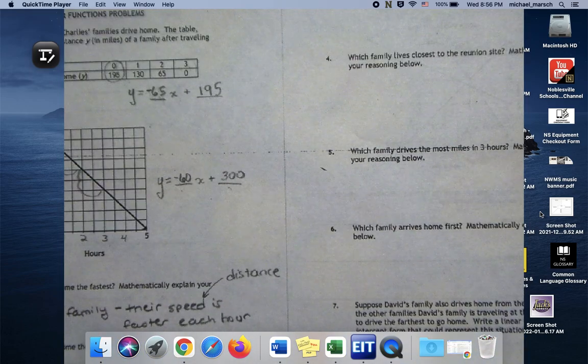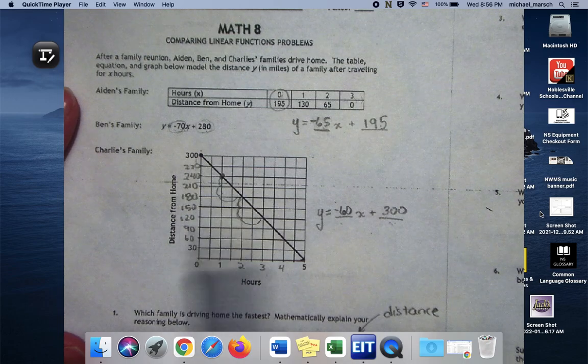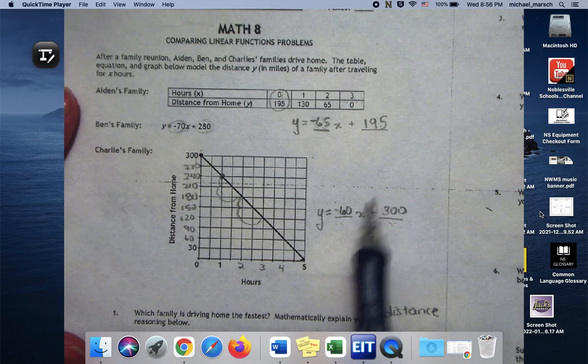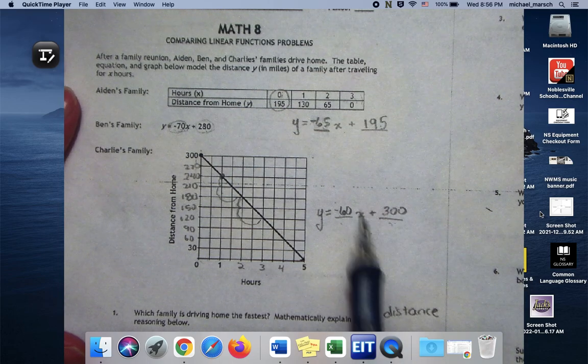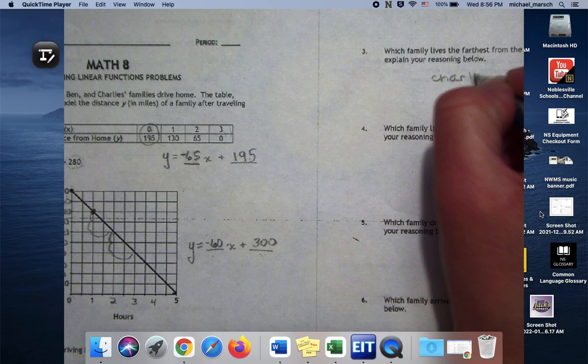All right, let's continue to answer questions. Which family lives the furthest from the reunion site? Okay, so that's where we're going to look at who started the furthest away from their house. So that's going to be Charlie's family because they are 300 miles away from their house when they start, which means the reunion site was the furthest for them. So we're going to say Charlie's family.